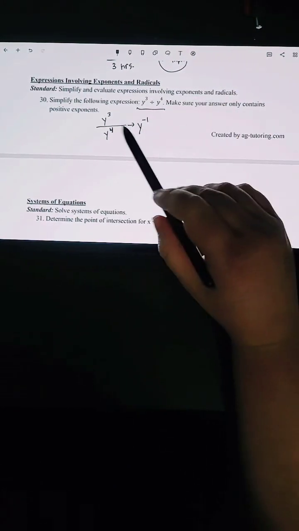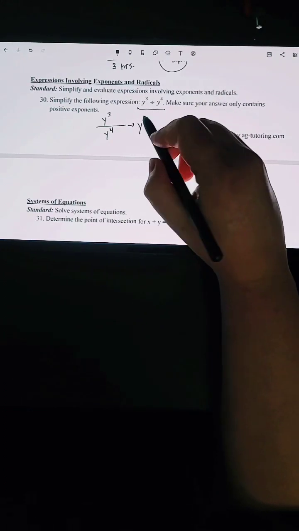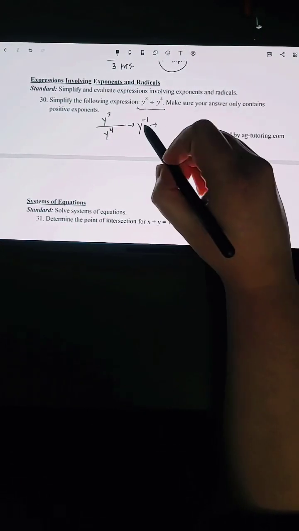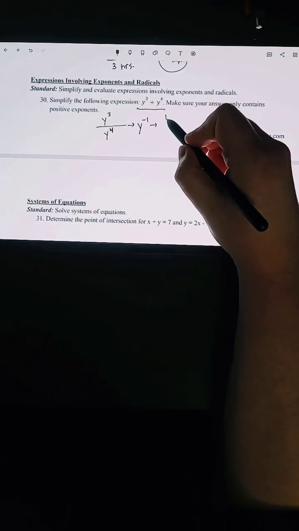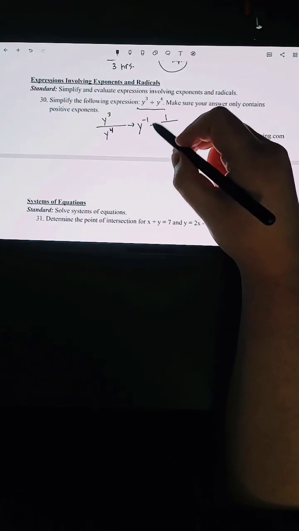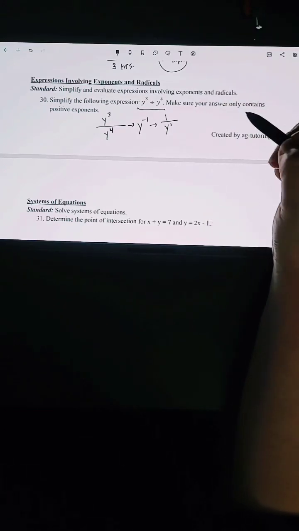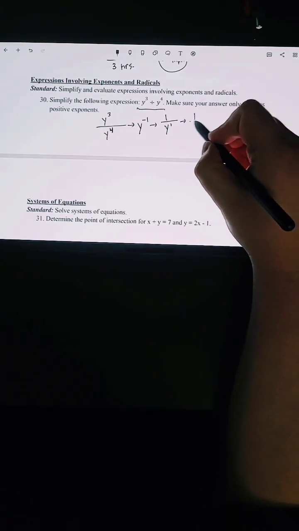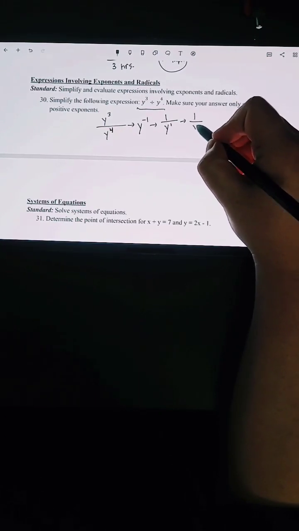But remember, it said we can only have an answer with positive exponents, and now that's where the negative exponent rule comes in. The negative exponent rule says that this is the same thing as 1 over all of this to the positive version of that exponent. And then we know we don't write 1 as an exponent in math. We don't like writing that as a coefficient or an exponent. So this is just 1 over y.